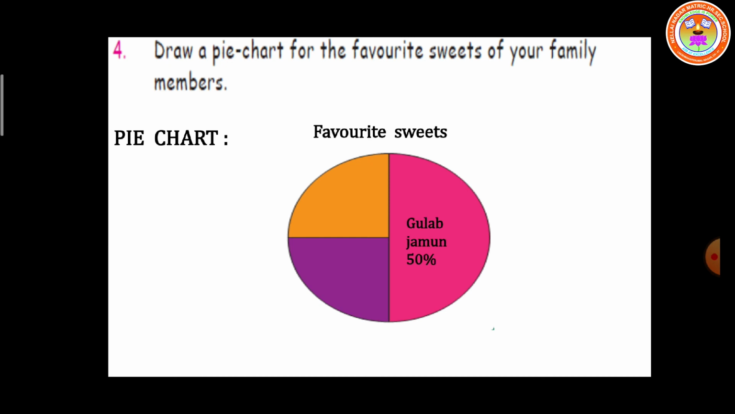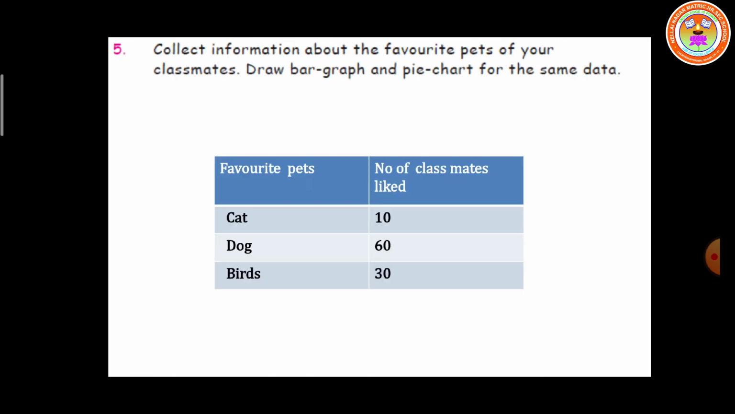Now, in my family, the family members like gulab jamun 50%, laddu 25% and rasamalai 20%. You can write your own sweets also. There is nothing wrong in that, and you can use different colors also. You can divide it according to the value. Now I have divided the gulab jamun 50%. Suppose you want to make jalebi 16%, it means you have to divide according to the values. Is it clear?